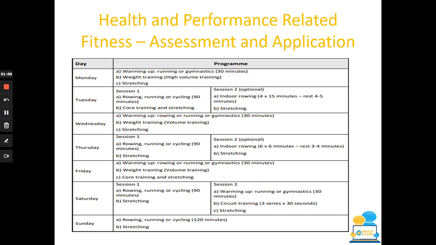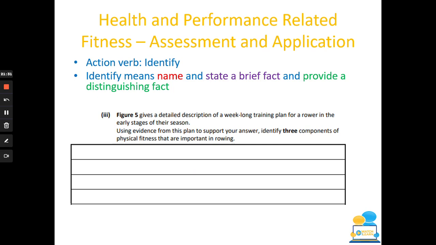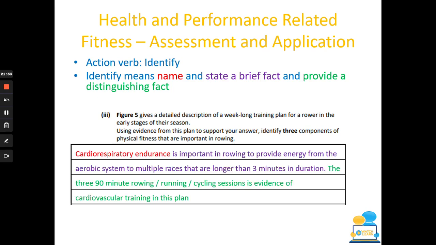So again, I'll give you about 15 seconds to just look at it. And we're identifying 3 components of fitness that are important based off what we see in this plan. So based off what they're doing in their training, what do you think is important for the sport of rowing? So again, it's identifying. So we're naming, stating a brief fact, and providing a distinguishing fact.